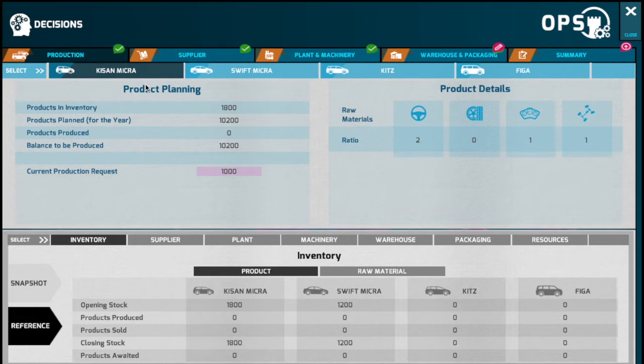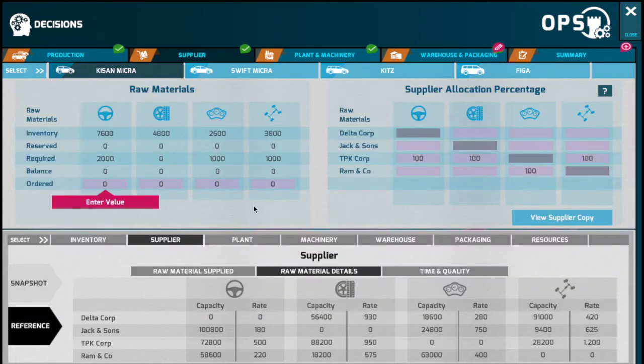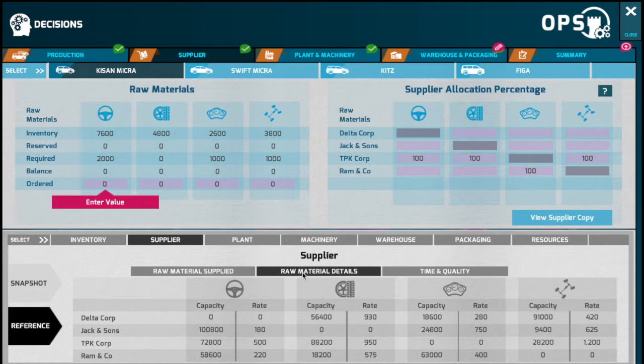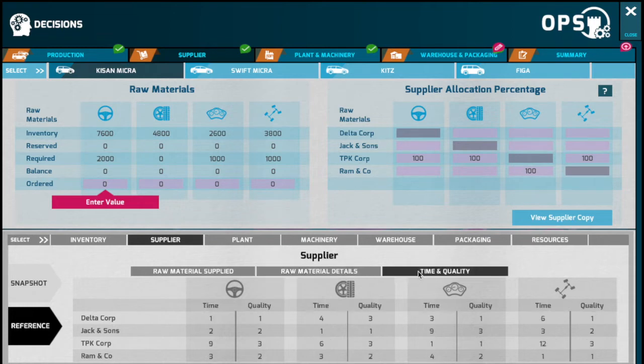Having selected the product and determined the number of units that you would like to produce, you would now need to select the supplier from whom you would procure your raw materials. Suppliers are vendors whom you would transact with in order to procure the raw materials. If you take a look at the reference section, you would understand that there are different suppliers who currently supply the raw materials that you would require to produce your products. And you would also have the details on the capacity, the rate at which they would like to supply, and more importantly, the quality and the time that they would take to supply your raw materials.